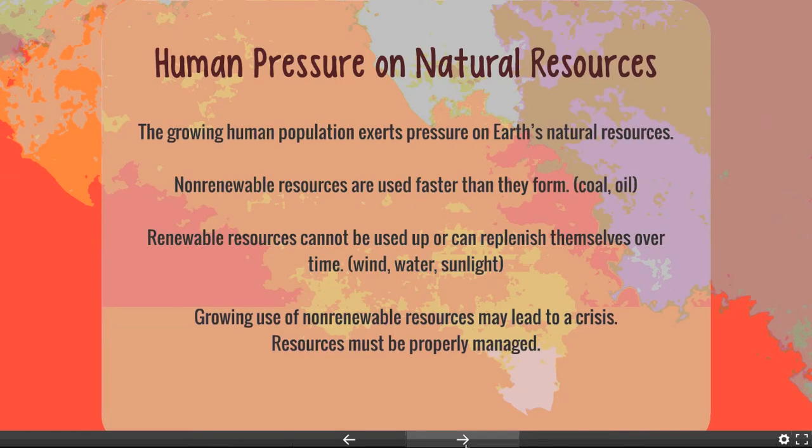Now, humans are putting a lot of pressure on natural resources. So as the humans' population grows, natural resources are receiving more pressure. So there's non-renewable resources, which are basically being used faster than they can form, so coal and oil. And then renewable resources can replenish themselves over time. So this is like wind, water, and sunlight.